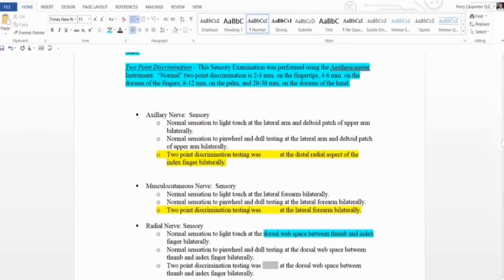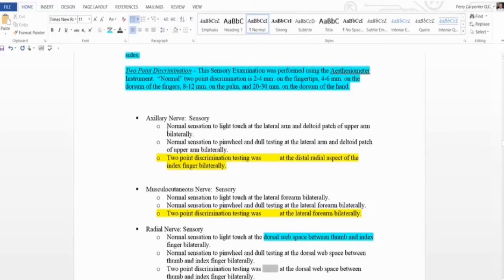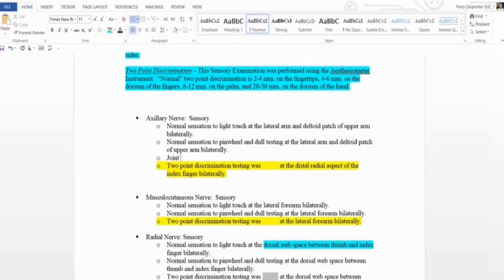Okay? Now, if you do indeed find some abnormal sensations on light touch testing, then you may proceed with pinwheel testing, testing for pain and deep pressure by testing with the sharp and dull sides of the Wartenberg pinwheel. Now, in the presence of a report of diminished or absent sensation on light touch testing and on pinwheel and dull testing, a good procedure to test for is joint position sense. Now, joint position sense is another one of the sensory examinations of the upper extremity, which simply relies on proper function of joint mechanoreceptors, which inform the brain about the position of an extremity in space.